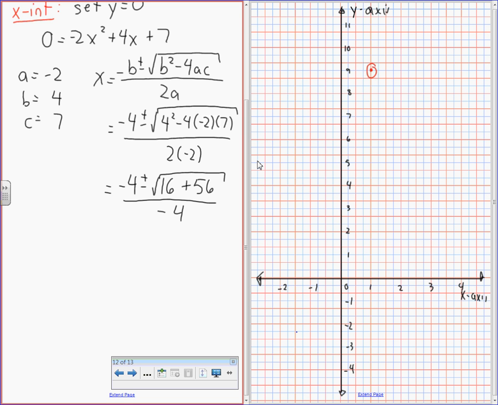Emily, next up, please, is what? 56. Right. So I'm going to say x equals negative 4 plus the square root of 72 all over negative 4, or x equals negative 4 minus the square root of 72.